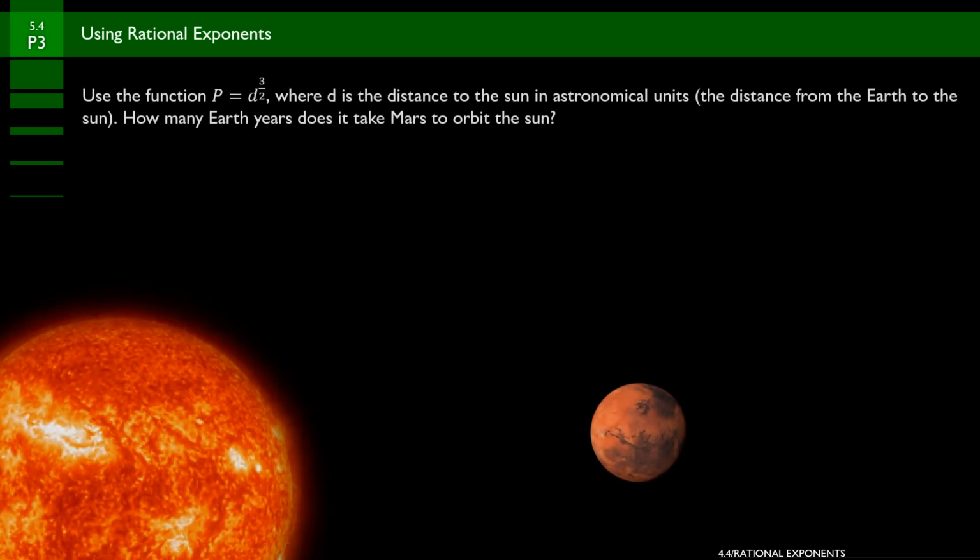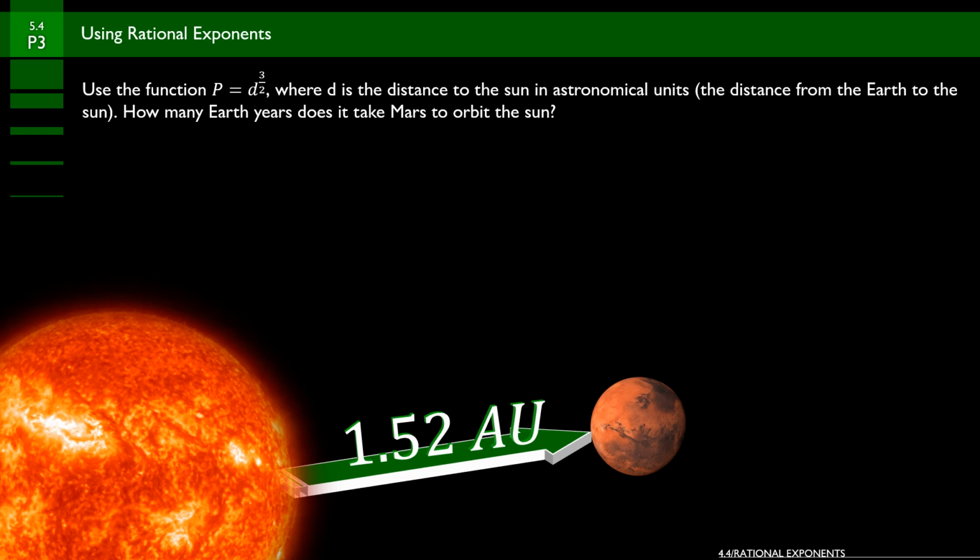So in problem number 3, we're going to take a look at a word problem. Use the function p equals d to the 3 halves, where d is the distance to the sun in astronomical units, which is also the distance from the Earth to the sun. How many Earth years does it take Mars to orbit the sun?